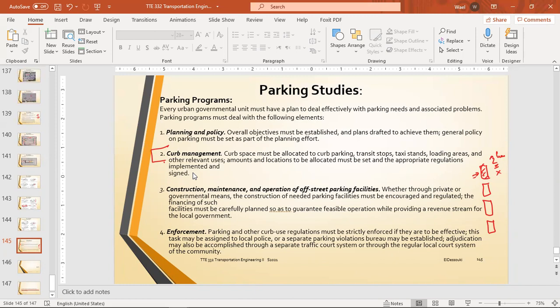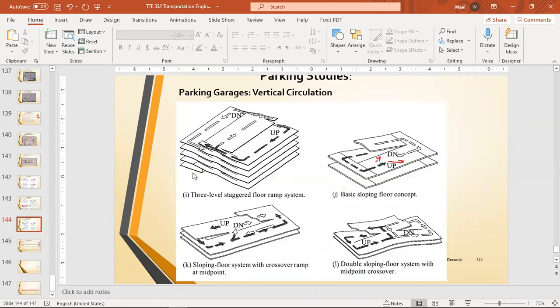Planning and policy. The overall objective must be established. There should be a policy for parking and long-term planning for parking needs and facilities in that area. And actually, the 4-step process gives a strong input for this planning and policy section. Construction, maintenance, and operation of off-street parking facilities. For example, these parking garages need a lot of maintenance, a lot of management, continuous monitoring for the structural integrity, for the operations, for security, for everything. This costs money.